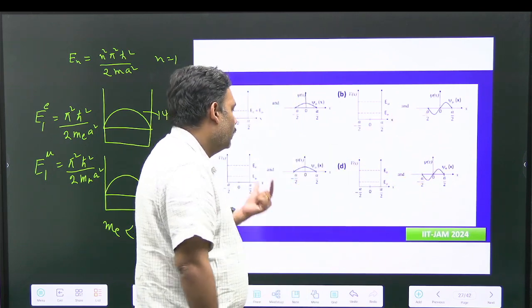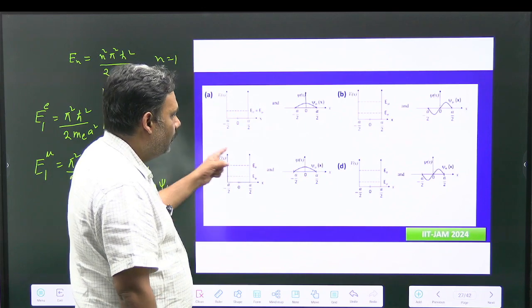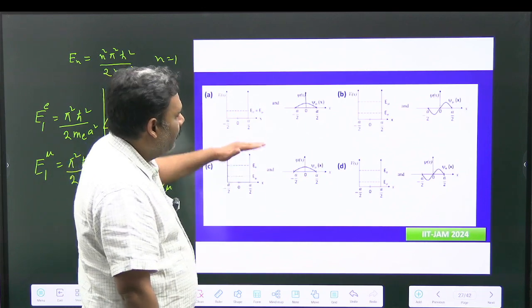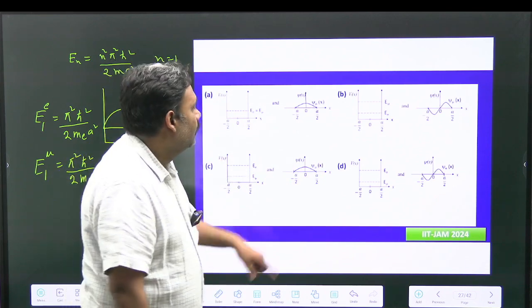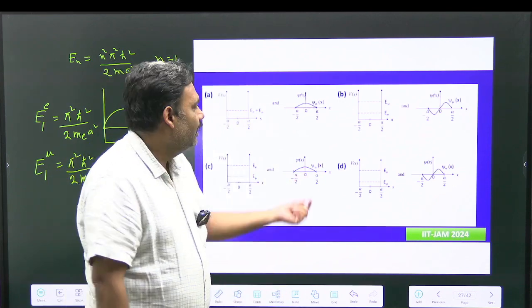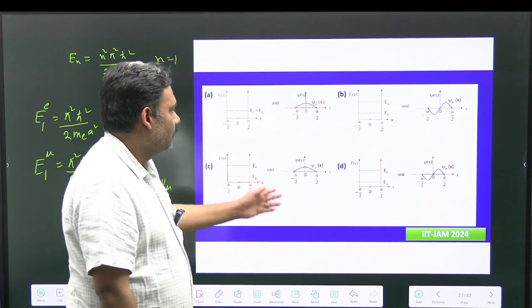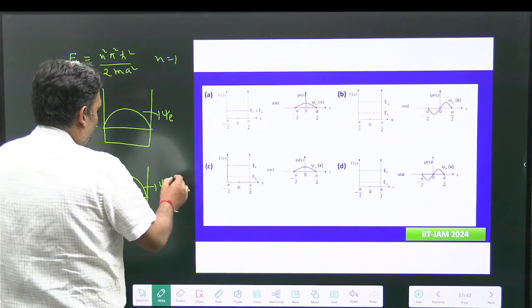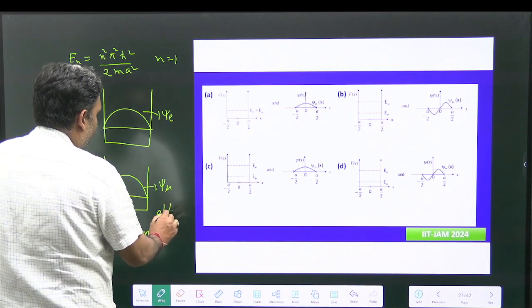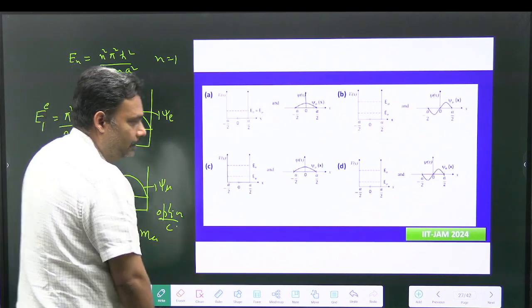So yes, only one option is correct, that is option C, where the energy of the electron is greater than the energy of the muon, but both are in the ground state. So both have the cos function, and here the muon has the cos function. So we have this one as the correct option. So option C is the correct one. Thank you, students.